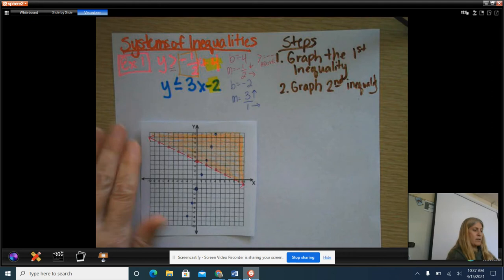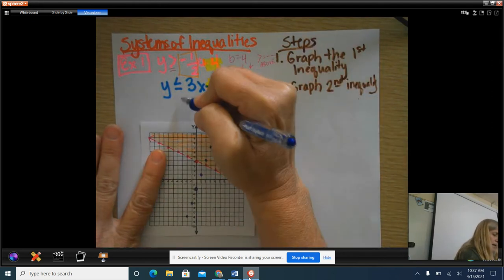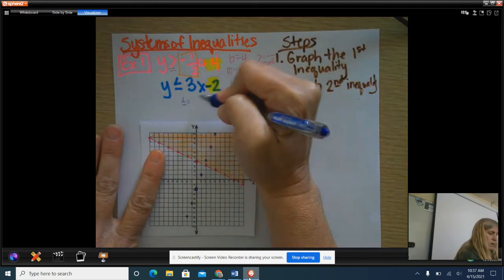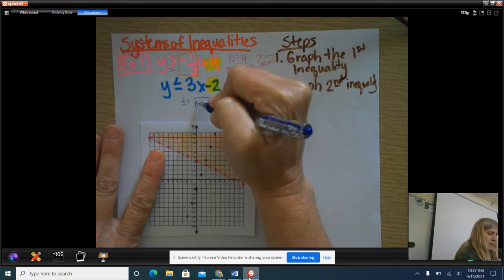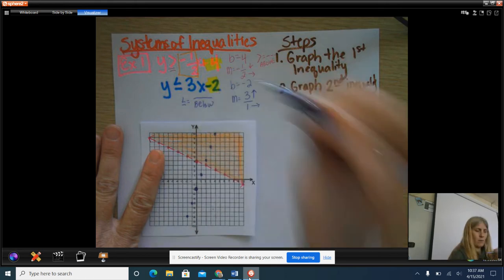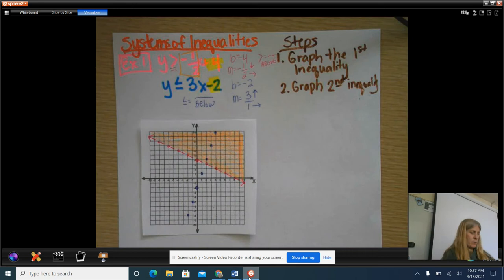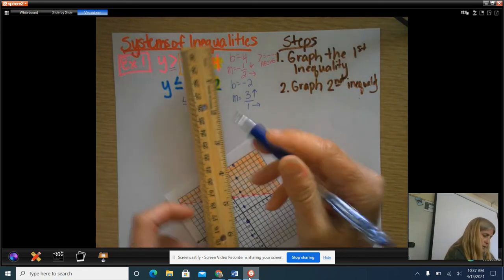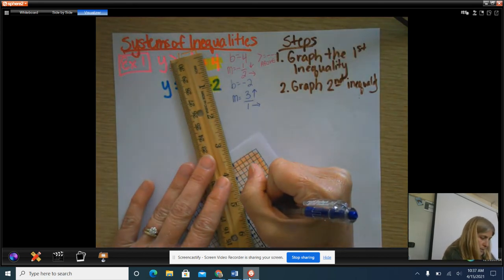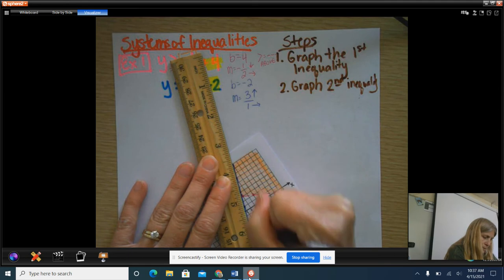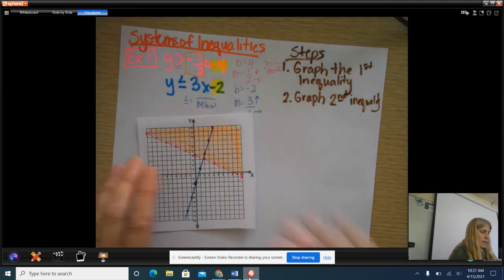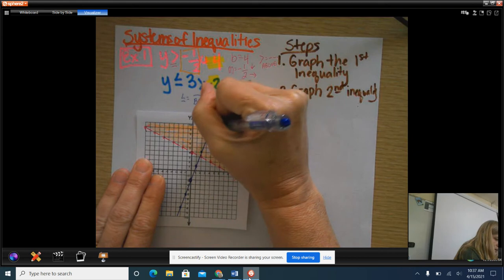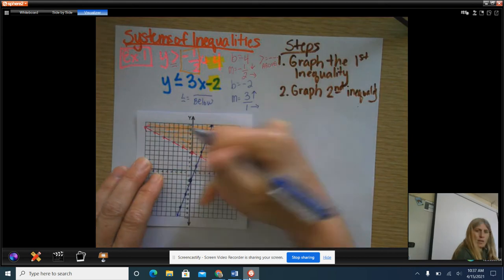Okay. Now we're going to look at our sign. We have a less than or equal to. So this is going to be a solid line, and less than is going to be shaded below. So we're going to draw our line. Solid line because that equal to is there. And then we're going to add our arrows on both ends, and we're going to shade below.